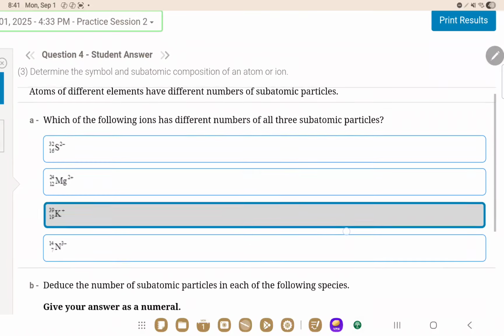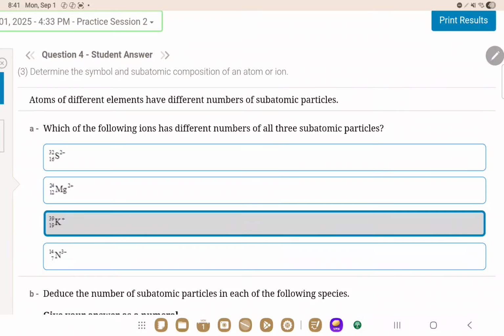Which of the following has different number of all three subatomic particles? So they're asking which of the following has different number of protons, electrons, and neutrons. Here you have 16 protons. Then you have 16 plus 2 equals 18 electrons, and 32 minus 16 equals 16 neutrons. So we have 16 protons and 16 neutrons. So not all three of them are different numbers.